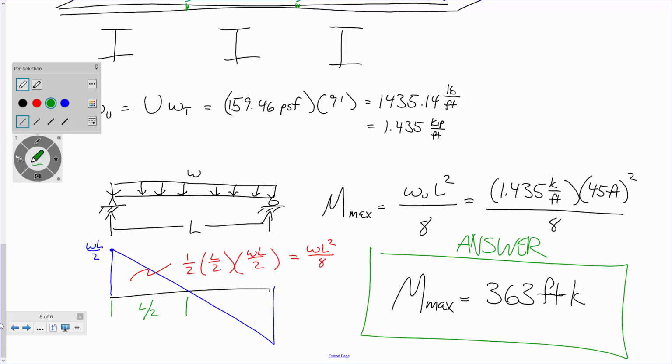An influence line is if you take a 1 kip load and move it across the structure, what does it react? Is everybody good? All right. Thank you for that.